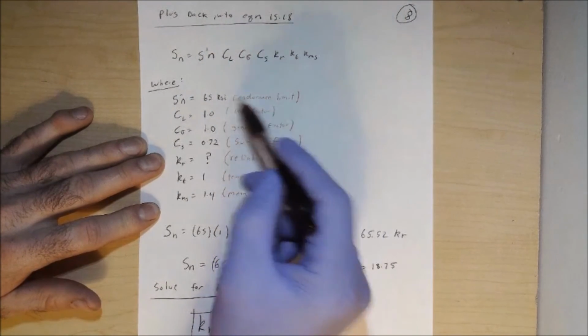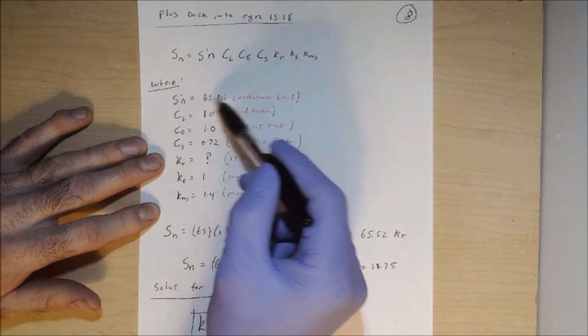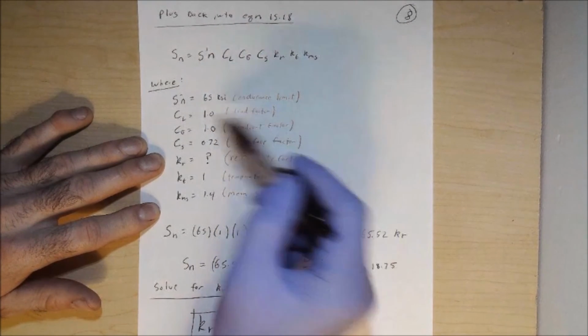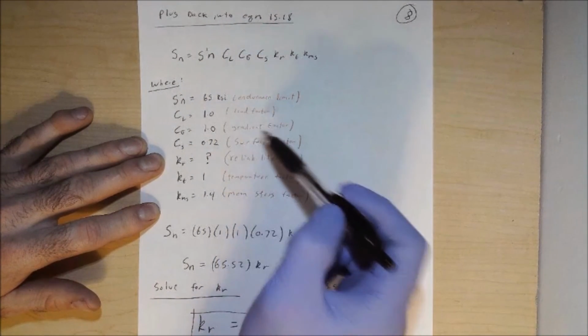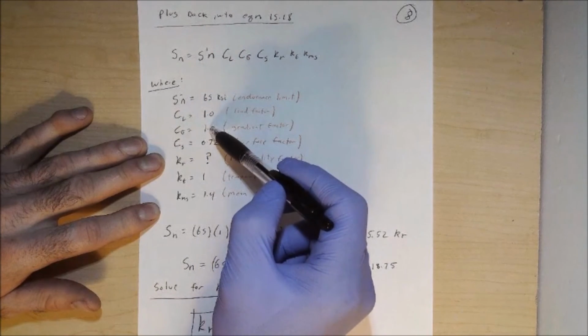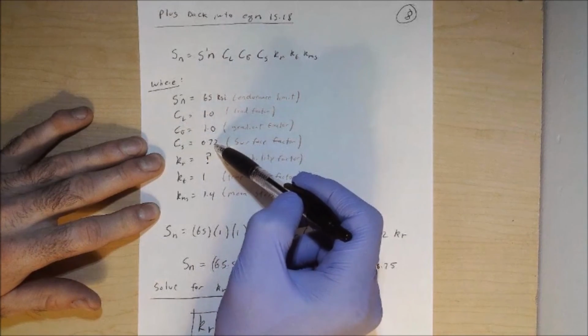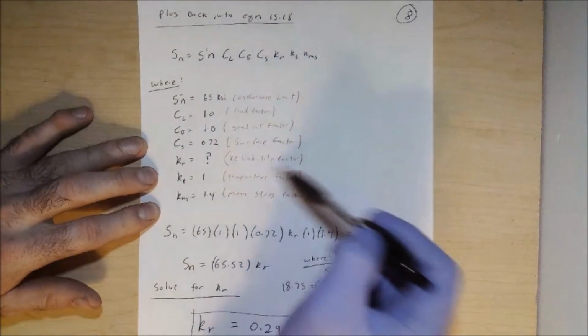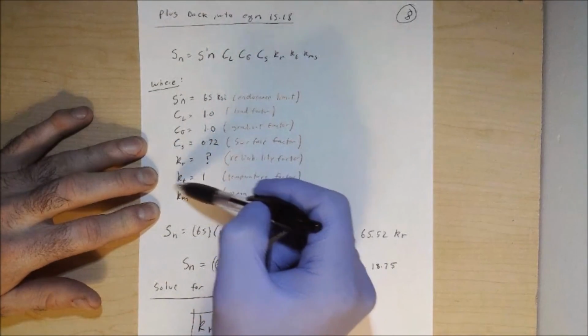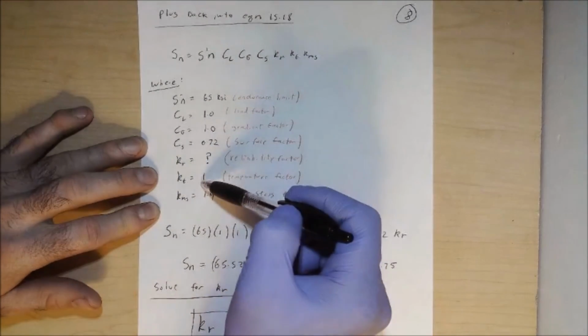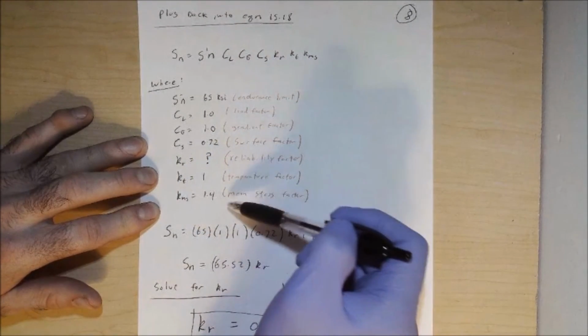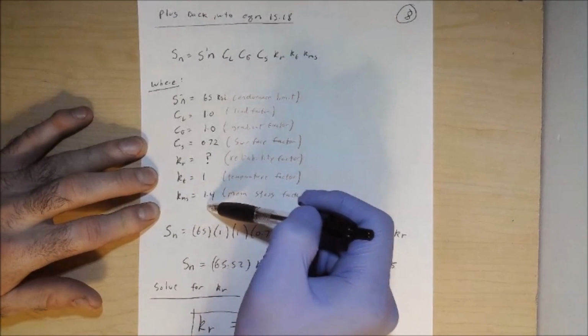So we found that our endurance limit, or S sub n prime, is equal to 65 ksi. We have our load factor C sub L is equal to 1.0. We have our gradient factor C sub G is equal to 1.0. We have our surface factor C sub S is equal to 0.72. Our K sub R is what we're going to be solving for, our reliability factor. Our K sub T is given to us, our temperature factor of 1. And our K sub MS we just found as our mean stress factor as 1.4.